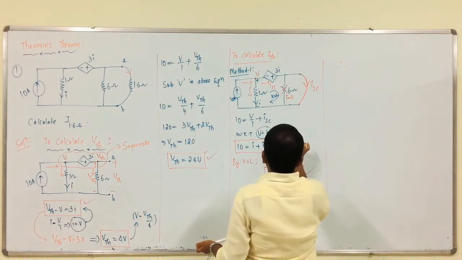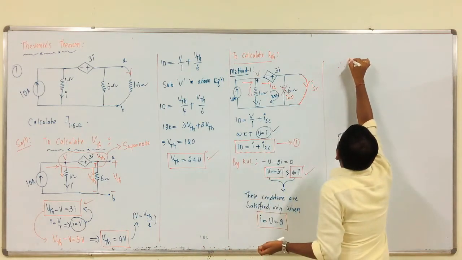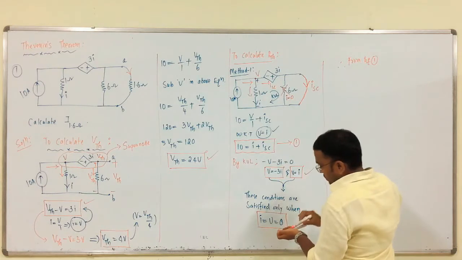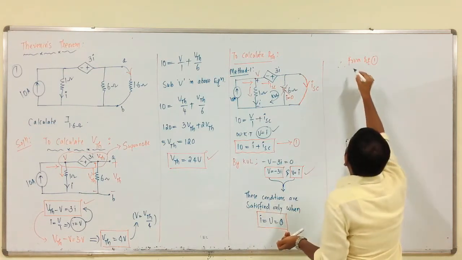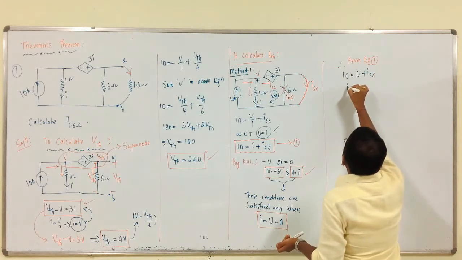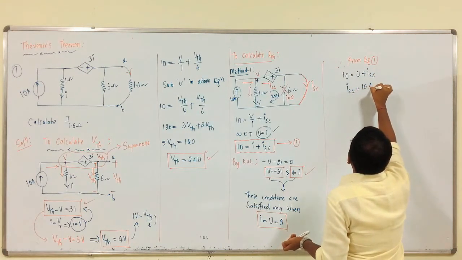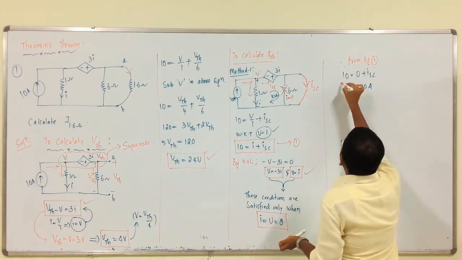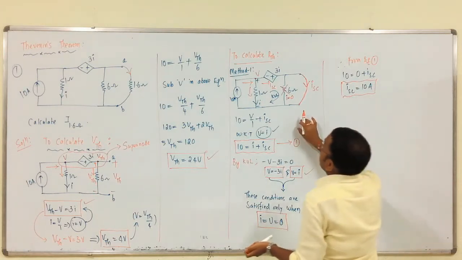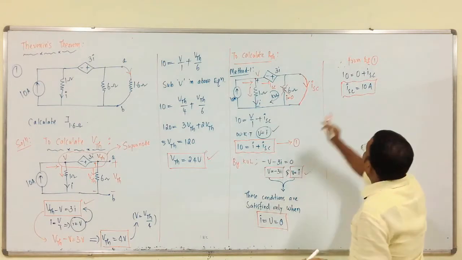This is for example 1. From equation 1, what is the value of ISC? 10 is equal to 0 plus ISC. ISC is equal to 10 amps. Clear? So, we have ISC completed. This is method 1. We have VOC and ISC.